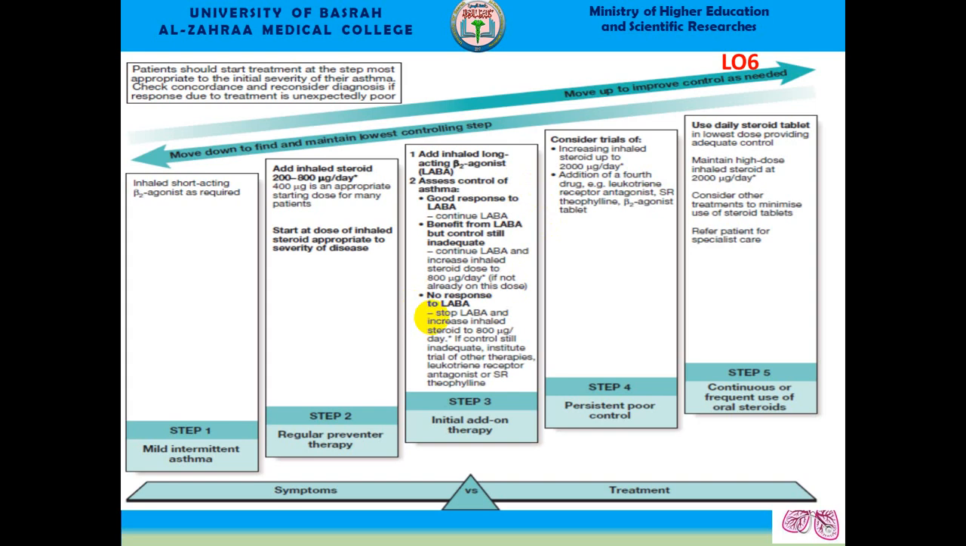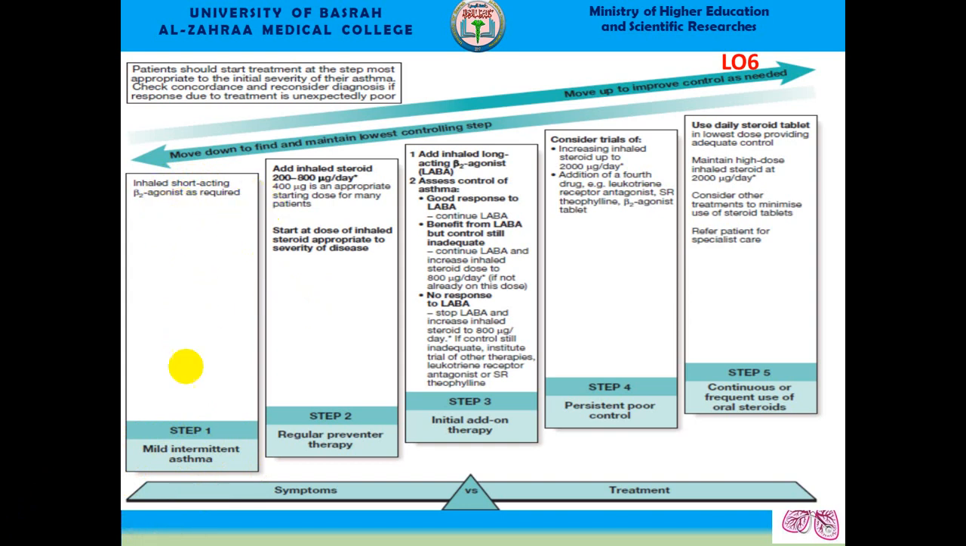And this is the famous five steps of the management of asthma that you should know always. Whenever we encounter a patient with asthma and we want to control asthma, first of all, we have to assess asthma. If it is a mild intermittent asthma, we can start with step one, which is inhaled short-acting beta agonist. And then we follow up the patient after a while. If he is well, we keep him on inhaled short-acting beta agonist as required whenever he has the symptoms.